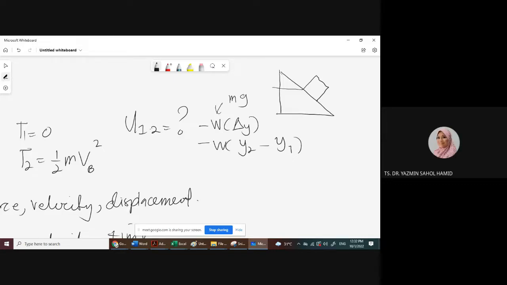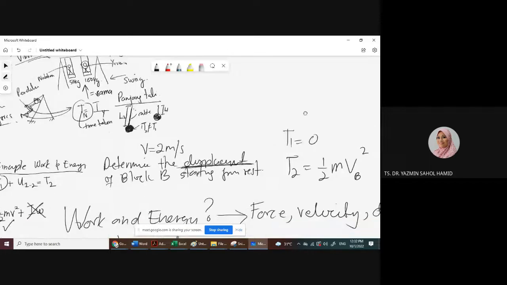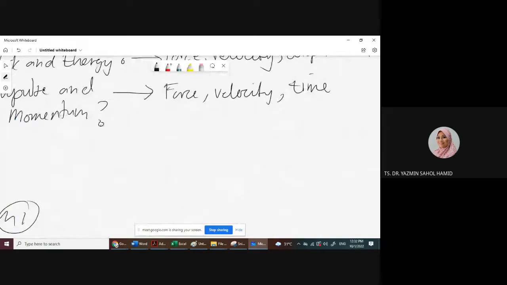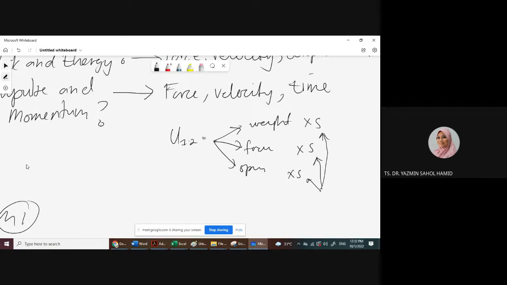Tak, displacement tu nanti bila you dah calculate work due to weight ni, dia mesti kena ada S dalam dia. Displacement dia S. Maksudnya kita punya formula work tu, work kan ada banyak. Satu due to weight, satu due to forces, satu due to spring. Semua formula work tu kita ada multiply S, jangan lupa multiply S. S ni apa? Displacement lah.